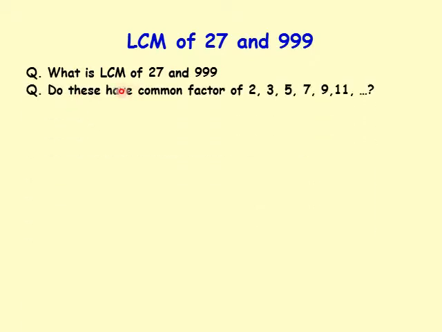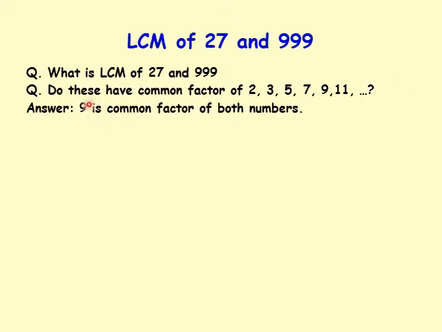Now look, LCM of 27 and 999. Let's continue here. What's the LCM of 27 and 999? Do you see any common factors? 2, 3, 5, 7, 9, 11, which we know how to figure out.